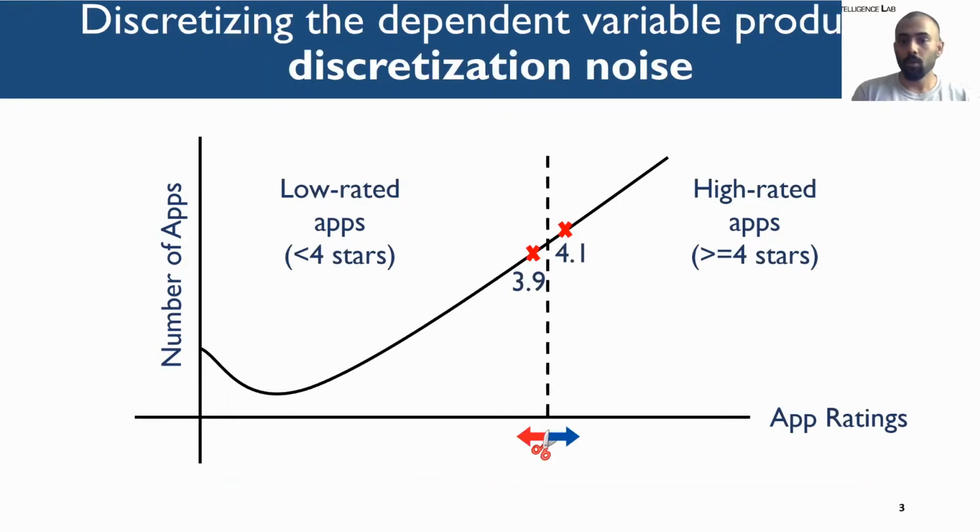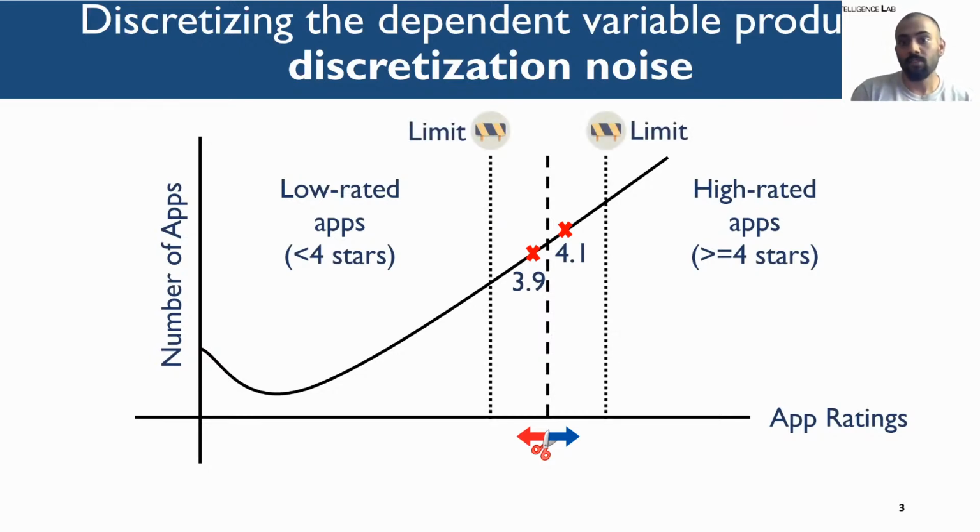But what about these two apps? One app has 3.9 stars and one app has 4.1 stars. In reality, it's not much different. If you were downloading an app, you wouldn't really even notice the difference. But for our training purposes, the app with 3.9 stars would be considered a low-rated app, whereas the app with 4.1 stars would be considered a high-rated app. So these have confusing loyalties, right?